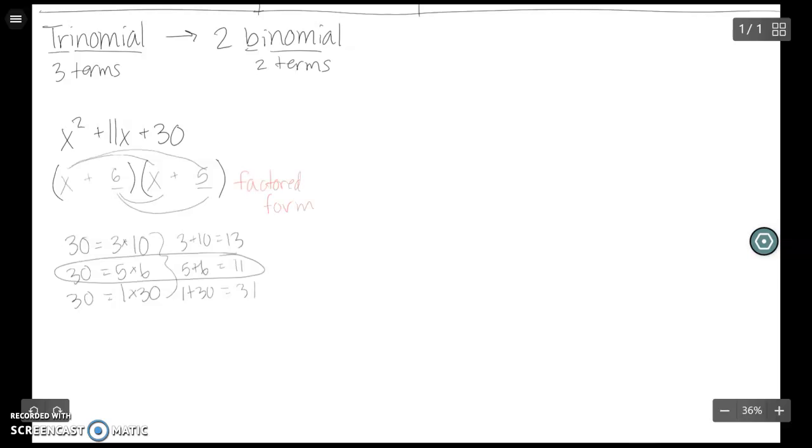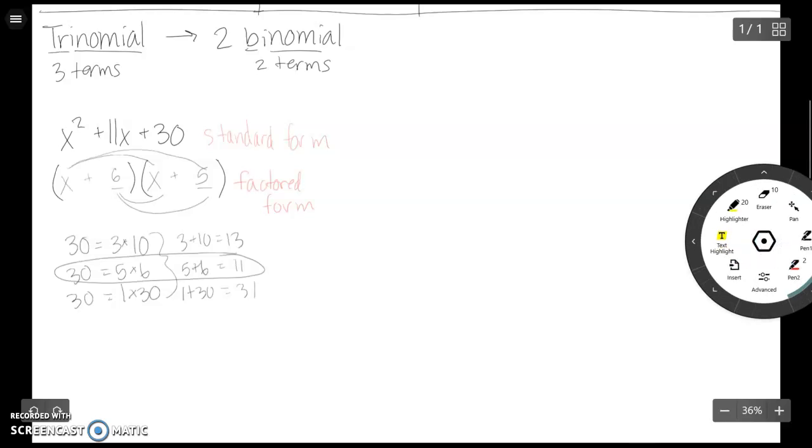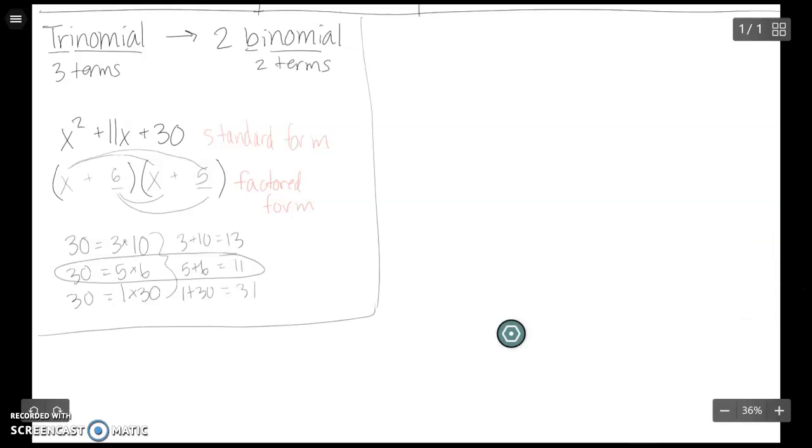Factored form. And if you remember, this top polynomial is in standard form. So factoring is how we go from standard form to factored form. Both of them are useful for different things, and we're going to take a good look at the ways that factored form is really, really useful for us.